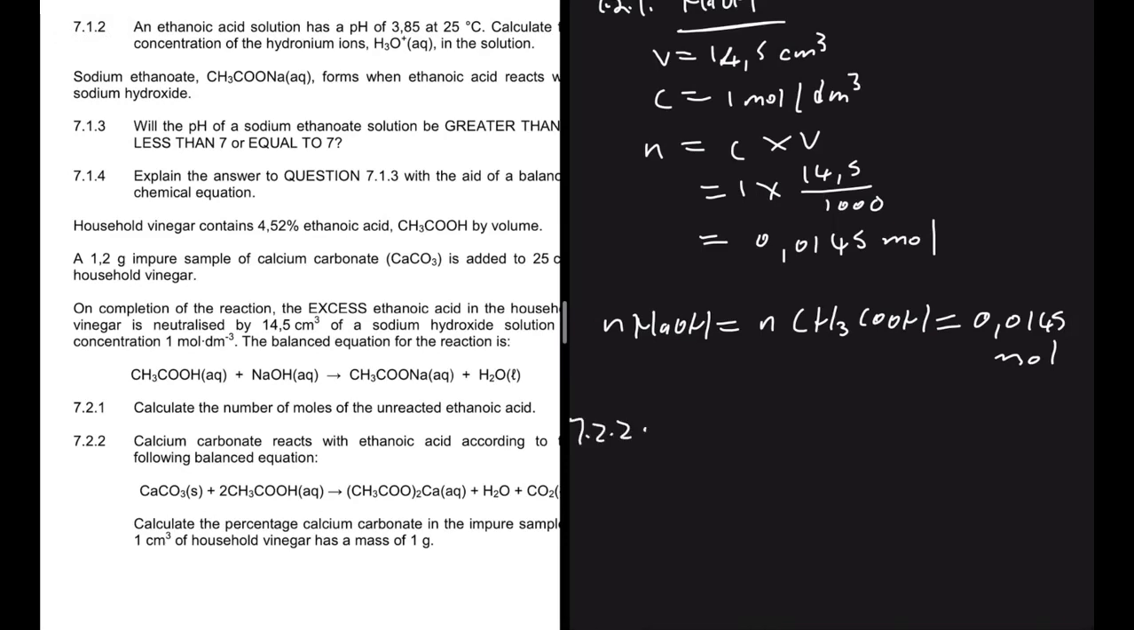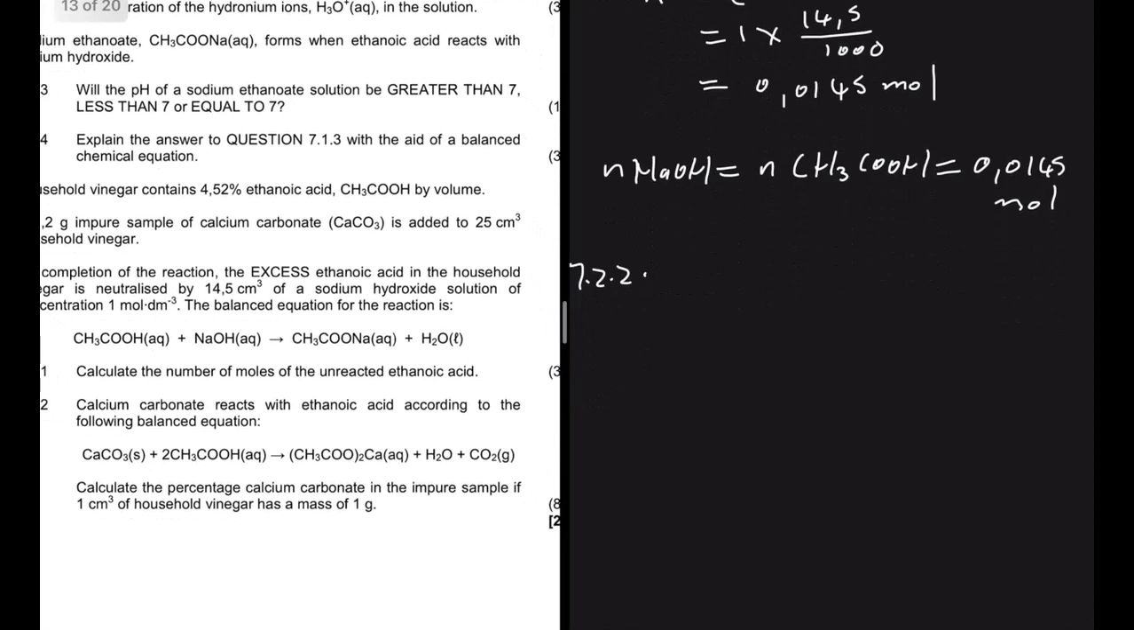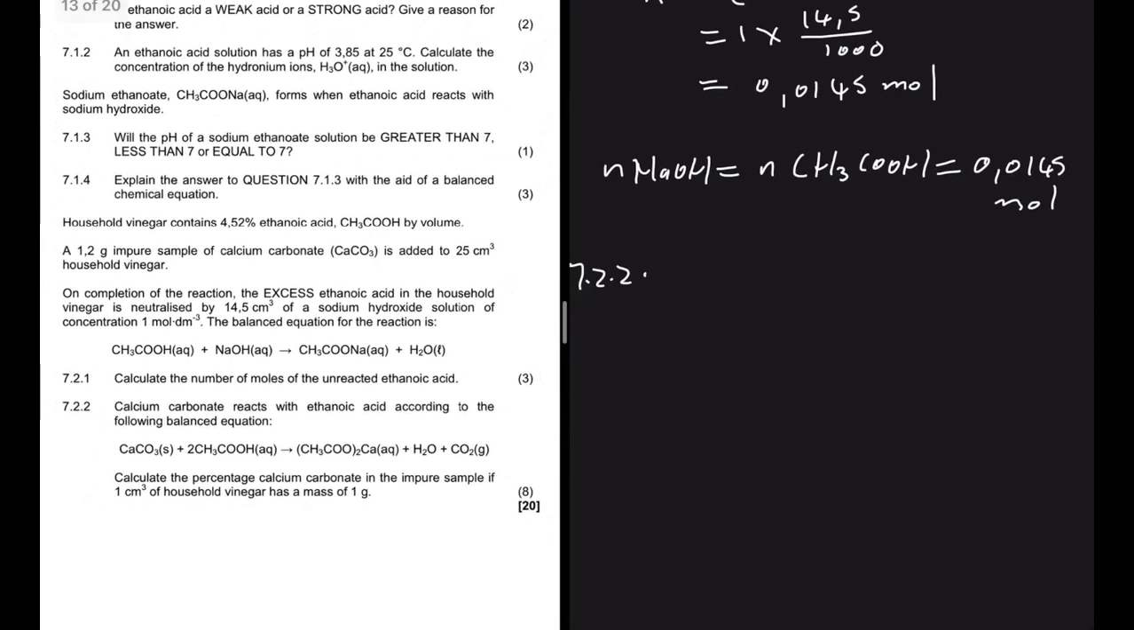So moving forward, we have 7.2.2, which says calcium carbonate reacts with the ethanoic acid according to the following balanced equation, right? And then it says calculate the percentage of calcium carbonate in the impure sample if 1 centimeter cube of household vinegar has a mass of 1 gram. So what this question basically wants us to do is calculate the percentage purity of calcium carbonate, right?